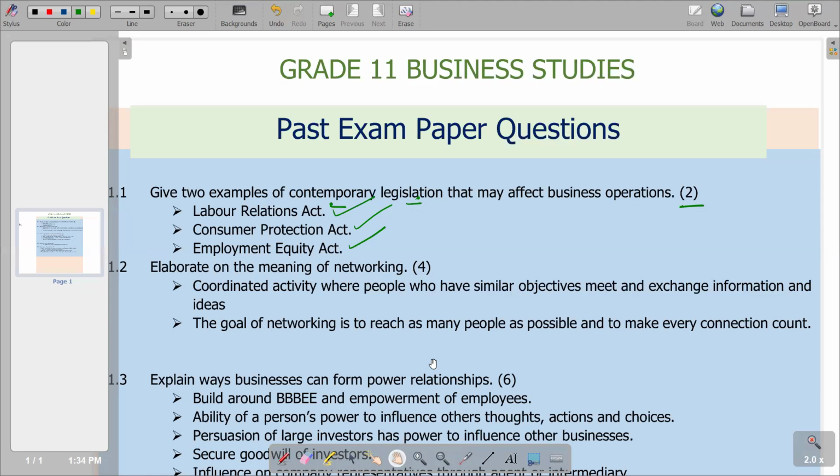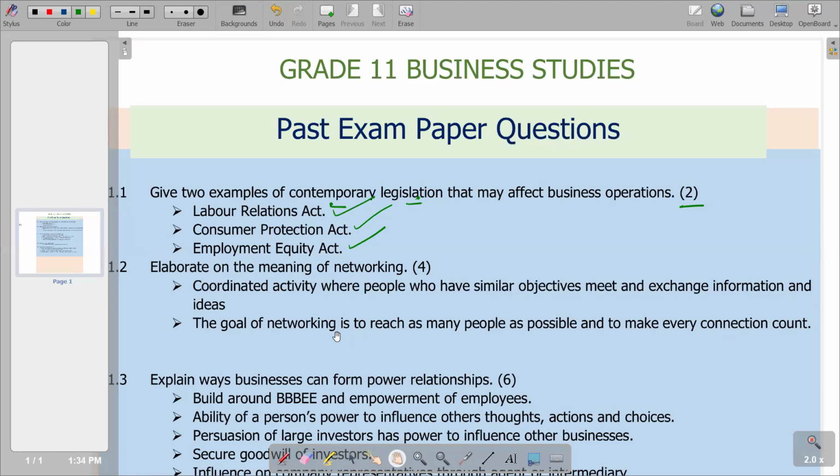The second point emphasizes that for every connection that we make, with the people or businesses that we reach out to, every connection should count. So we should have results from that connection.